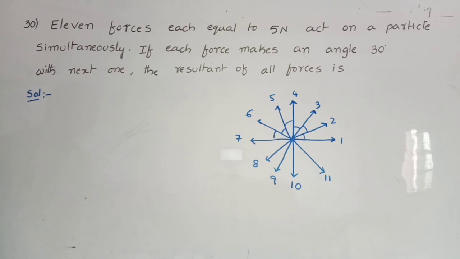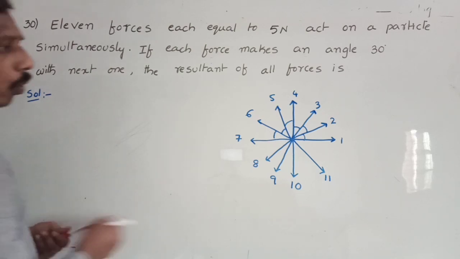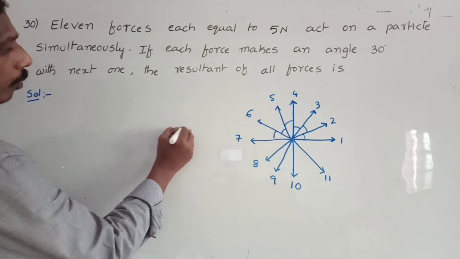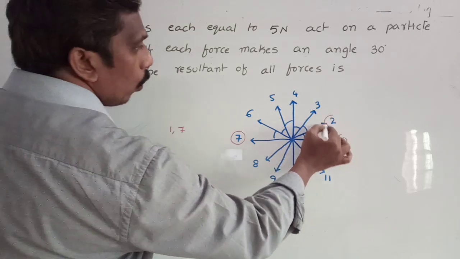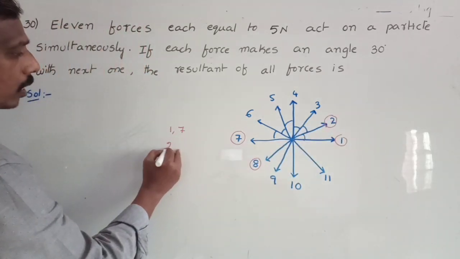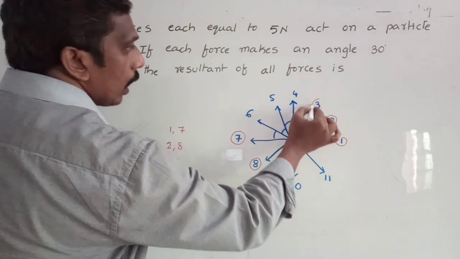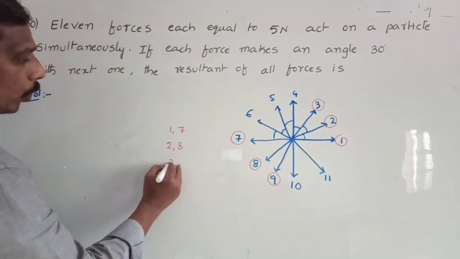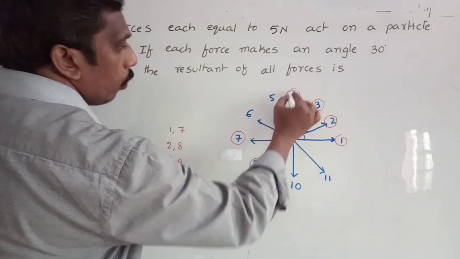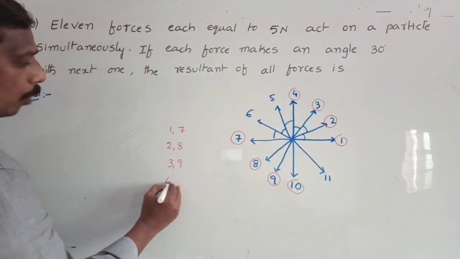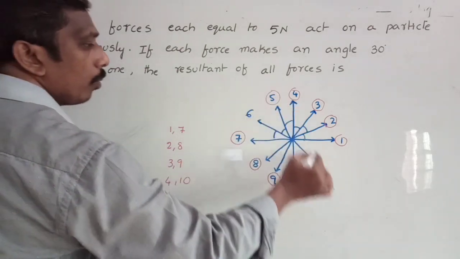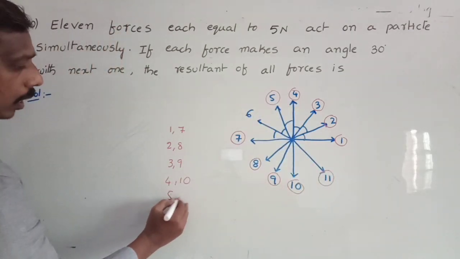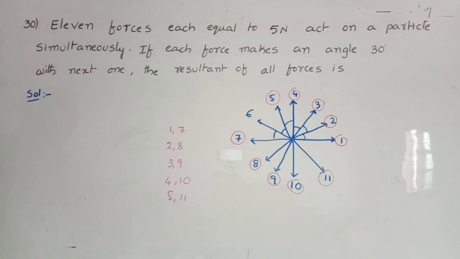If you observe this diagram, here forces 1, 7 cancel each other because both are in opposite directions. 2, 8 are in opposite directions. Similarly, 3, 9 are in opposite directions, cancel each other. 4, 10 both are in opposite directions, cancel each other. And next 5, 11 both cancel each other. 10 forces form 5 pairs, and they cancel. Only one force is left.